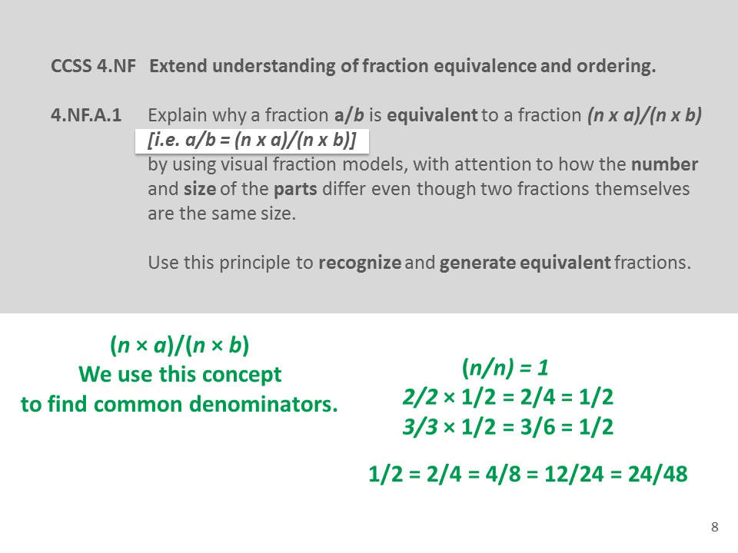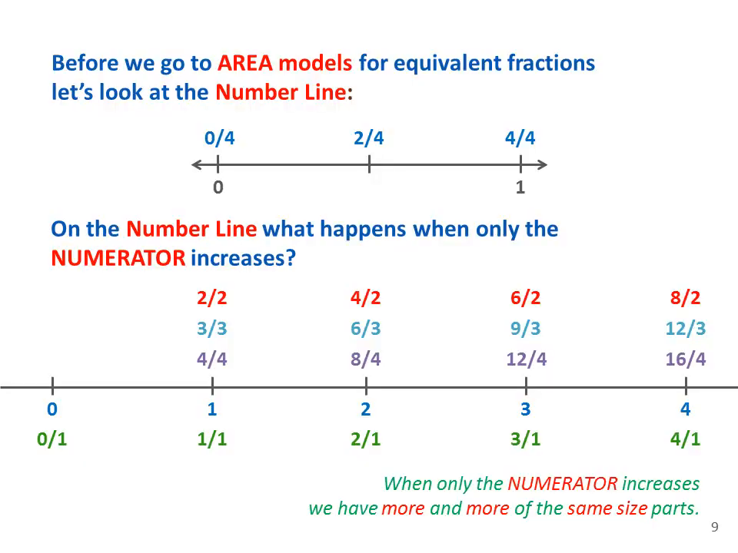So the fraction a over b is equal to the fraction n times a over n times b. Children must grasp this concept. But where do we begin? Let's first take a look at this concept on the number line.